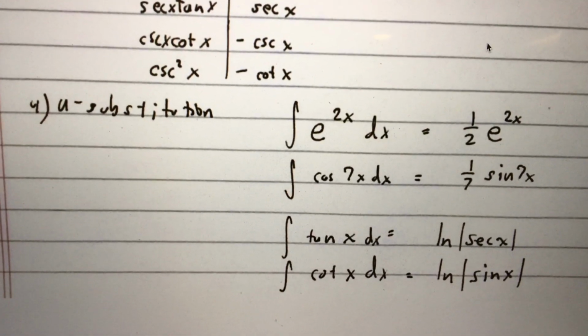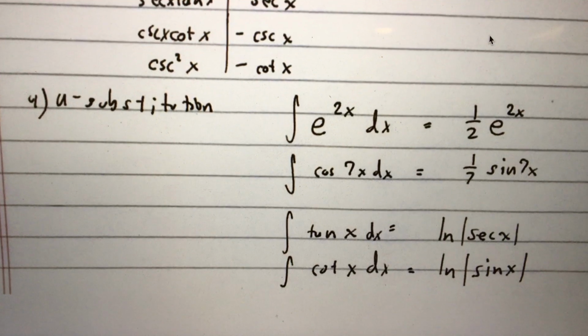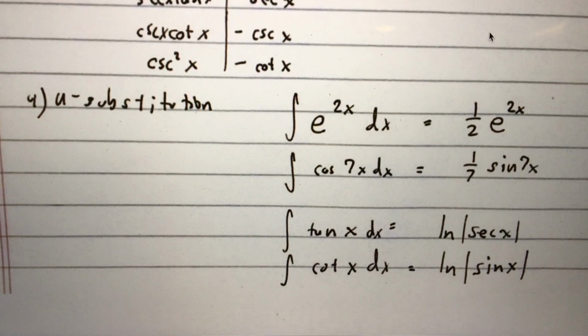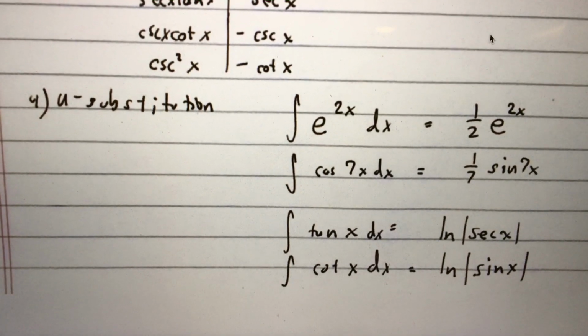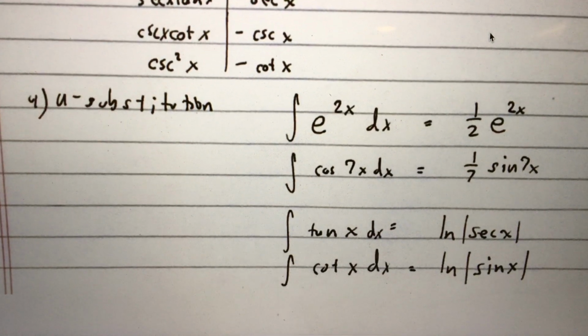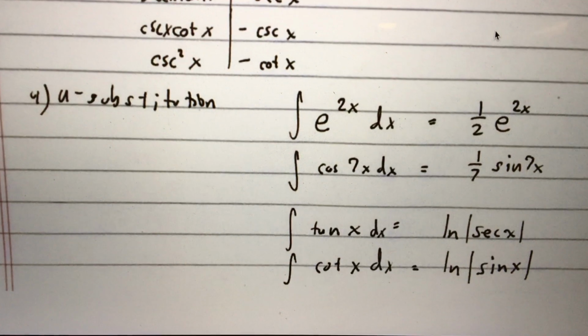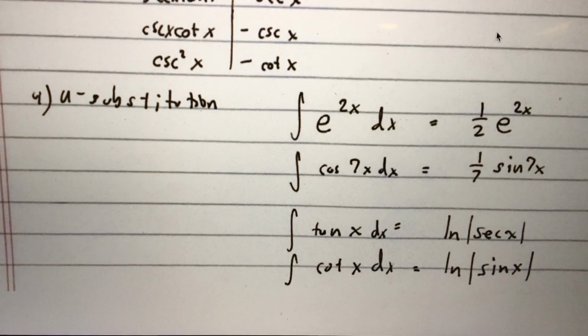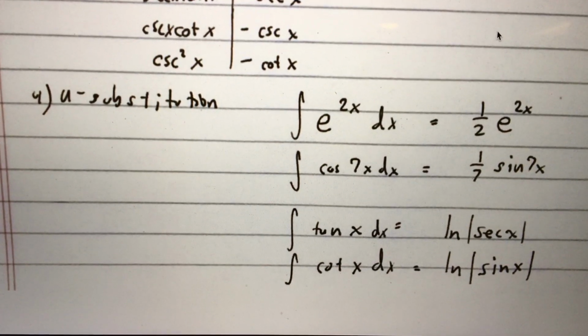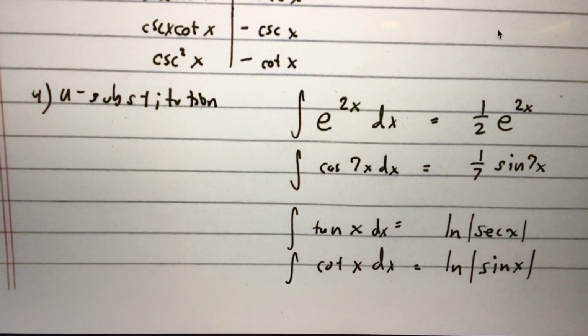Tangent and cotangent, those are u substitution problems, which you can also memorize the answer to. The way you do it with u substitution is to write tangent as sine divided by cosine, and then let u equal cosine, and work it out from there. It turns out to give you the natural log of secant, since secant is 1 over cosine.